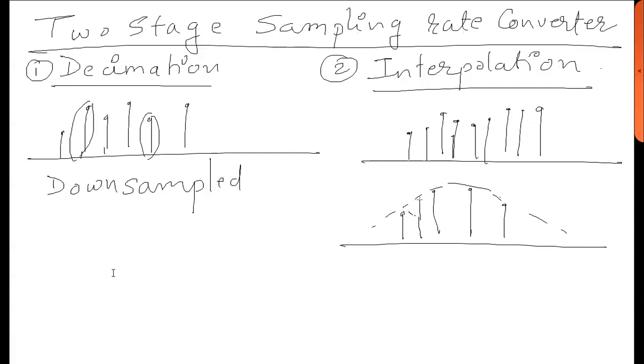What we need to do is that it should come over here. The simplest method is to take the average of the samples and add it in between. So what will happen is that the shape of the signal will remain the same.